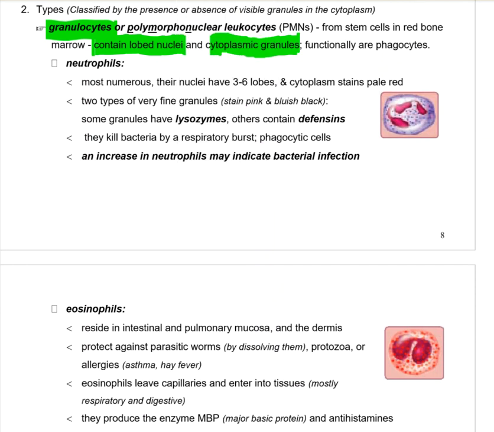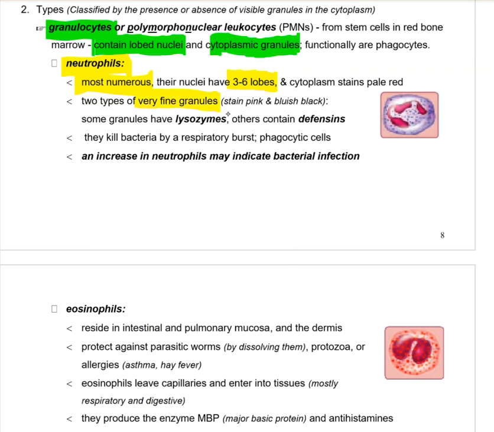So neutrophils are the most numerous. You're going to see those when we're looking at the blood slides more than any others. The nuclei have 3 to 6 lobes, and the cytoplasm stains a pale red. Very fine granules are there. Okay, we always see granules.